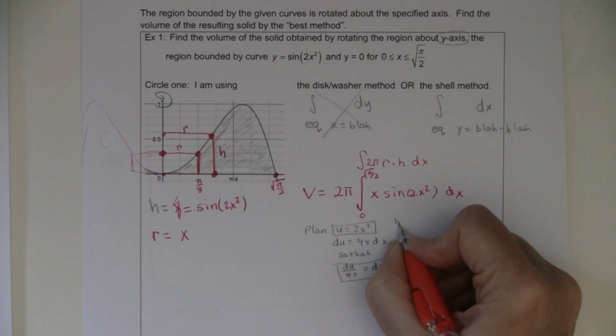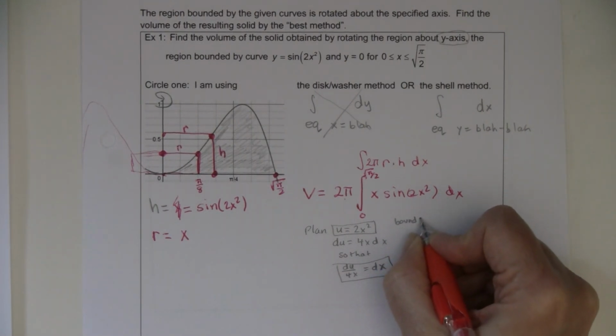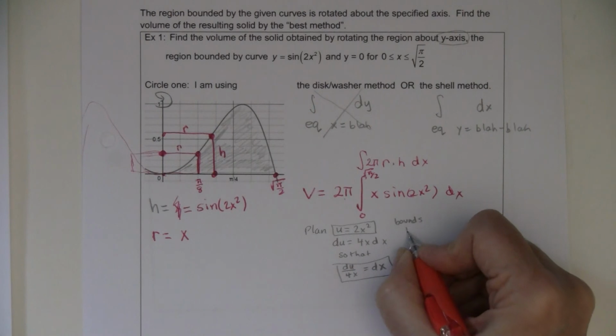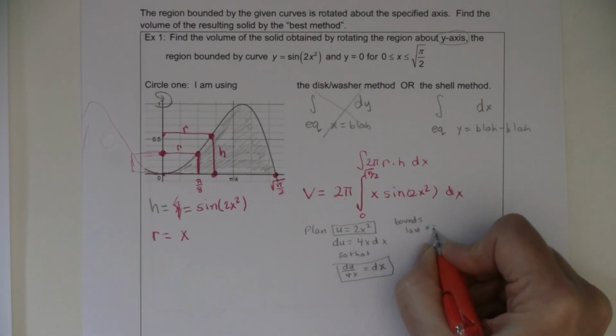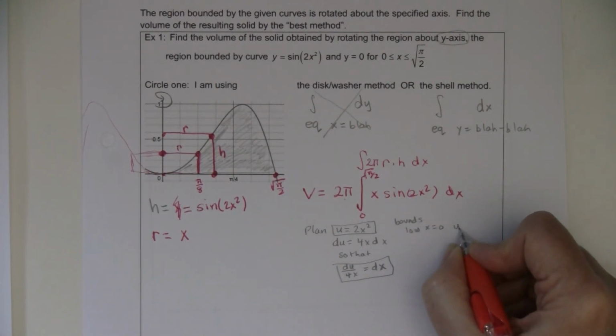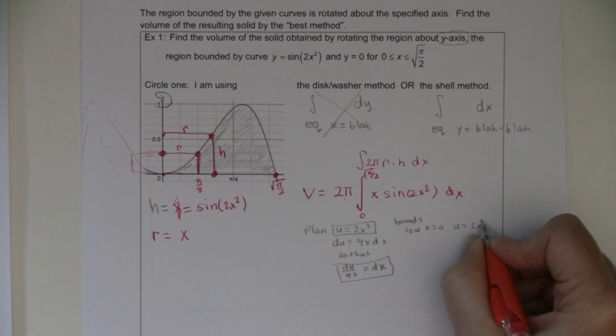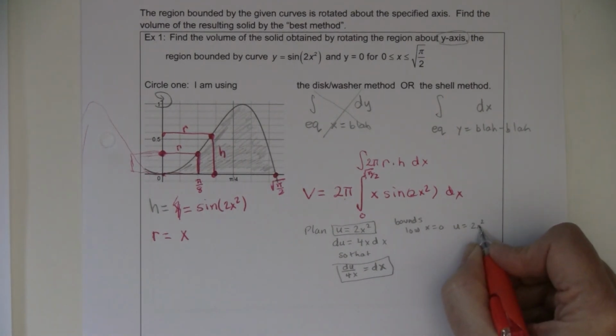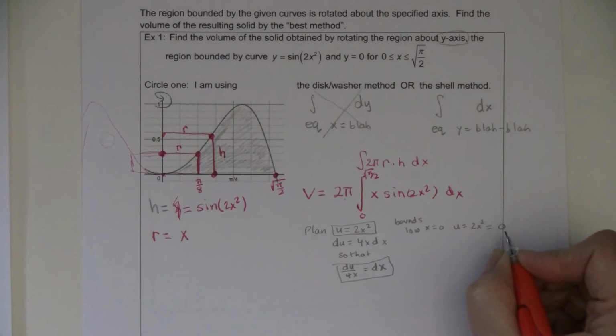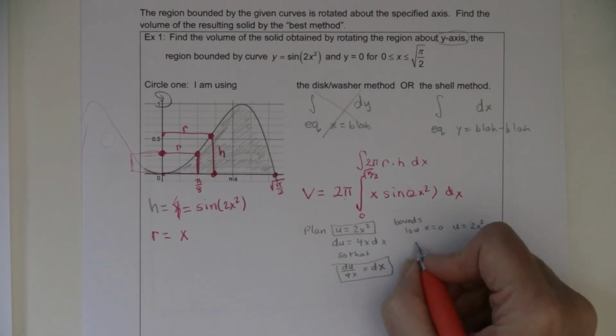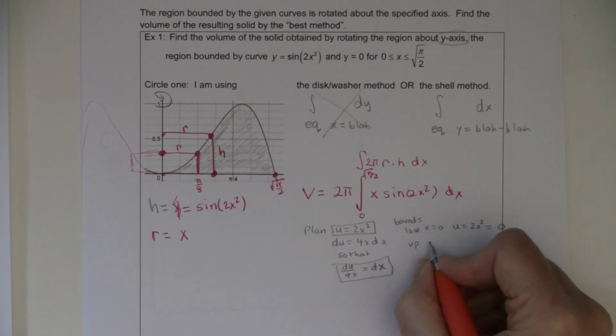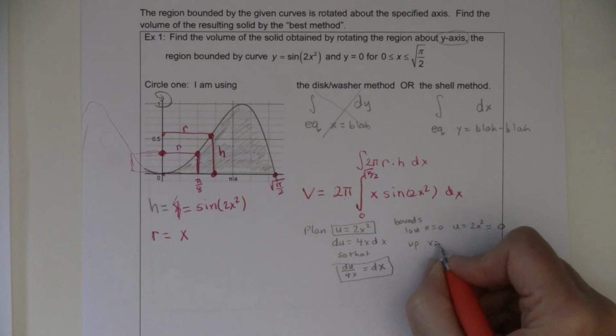Okay, and then my bounds are going to go, the low bound is x equals 0. When you put it in for u equals 2 times x squared, when you put in x is 0, we get 0. So coincidentally, the low bound is the same. But the up bound, up, we ran into a horse trainer.